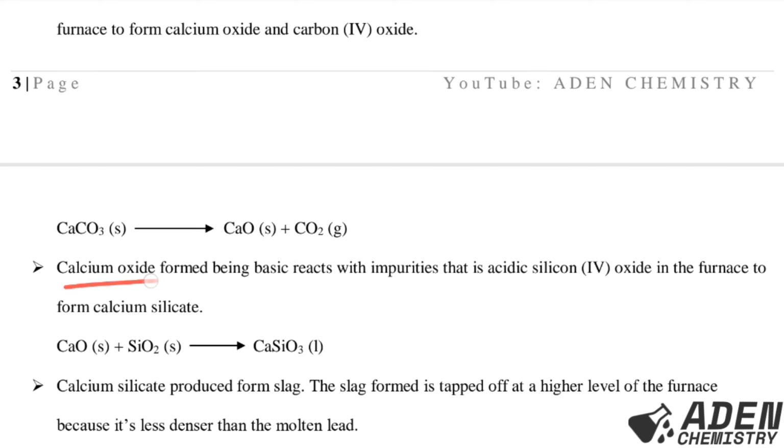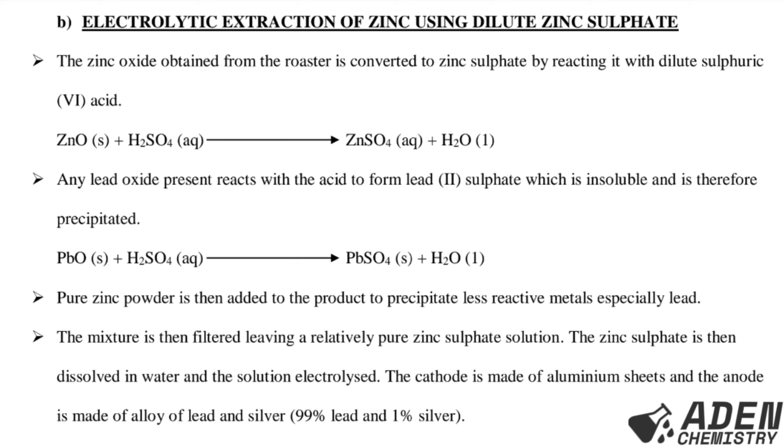So you're saying calcium oxide formed, being basic, reacts with the impurity, that is acidic silicon dioxide, in the furnace to form calcium silicate. So the equation for that reaction will be basic calcium oxide solid reacting with acidic silicon dioxide solid, giving us calcium silicate, which is molten in the furnace. The calcium silicate produced forms slag. The slag formed is tapped off at a higher level of the furnace because it is less dense than the molten lead. Let's proceed to part B, that is electrolytic extraction of zinc using dilute zinc sulfate solution.